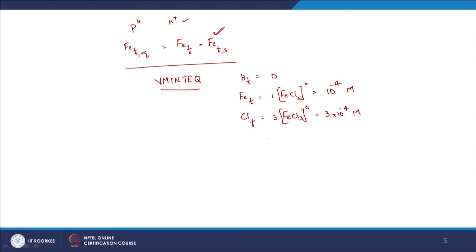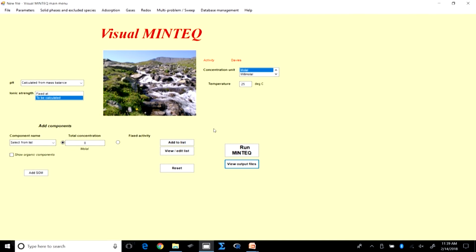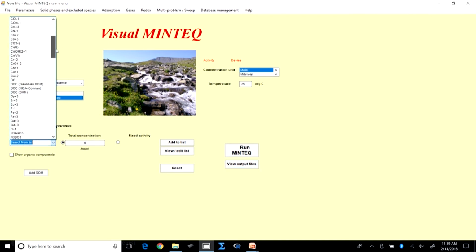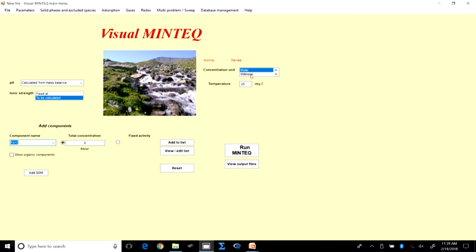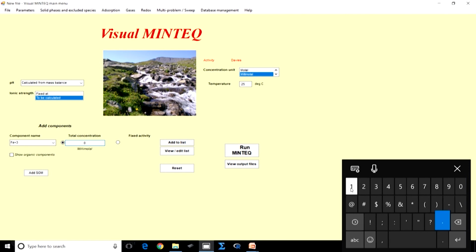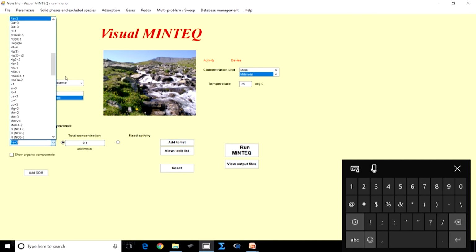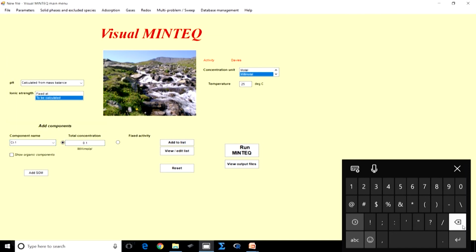And obviously, you also need to specify the solid, and we know that ferrihydrite is something that you need to consider. So we are going to plug in these total components into Visual MINTEQ and specify ferrihydrite as the possible solid. So let's move on to Visual MINTEQ. For Fe total, I'm going to use millimolar units to make it easier to plug in. It was 10 power minus 4 molar, so 0.1; add that to the list. And Cl total was equal to 0.3 millimolar; add that to the list.